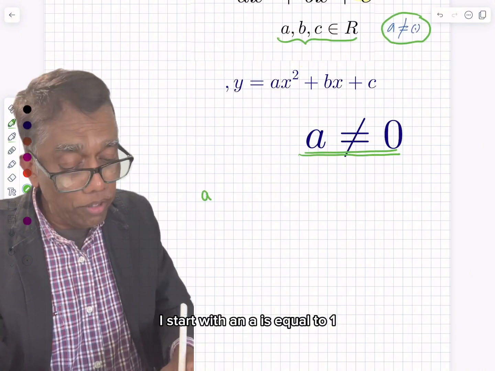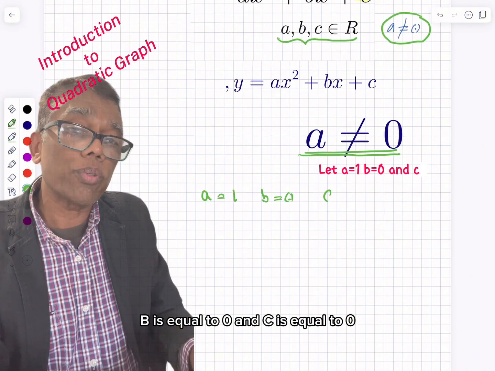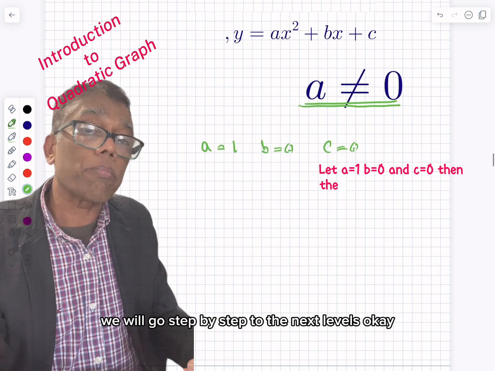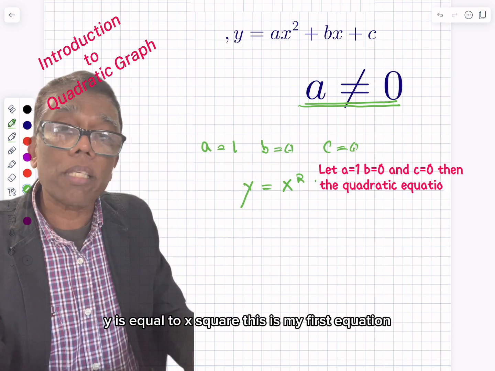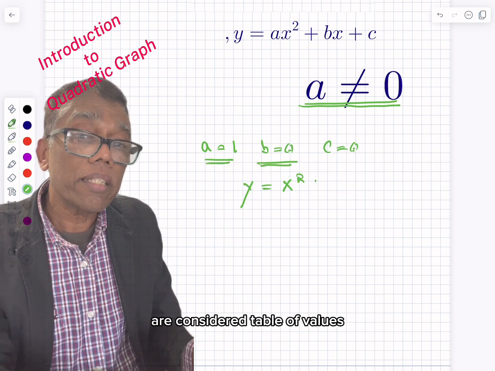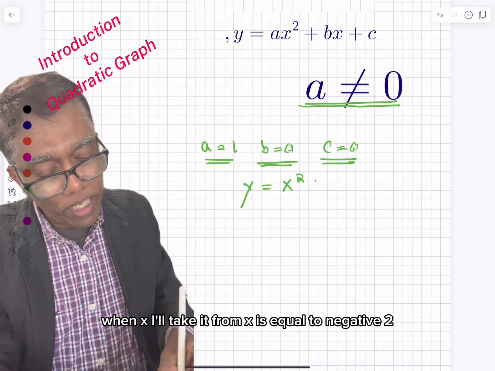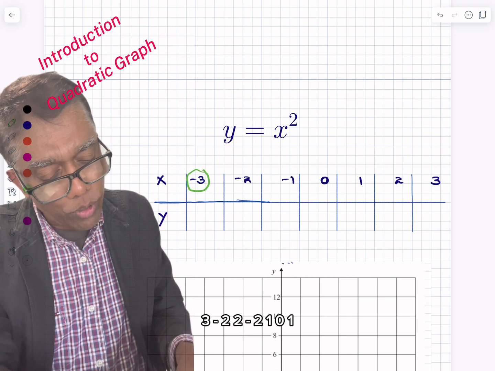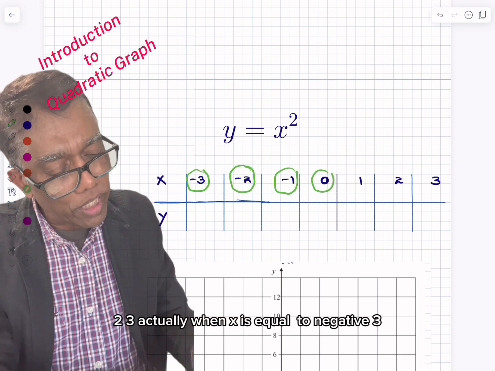I'll start with when a is equal to 1, b is equal to 0 and c is equal to 0. We will go step by step to the next levels. Okay, y is equal to x squared. This is my first equation. I'll consider a table of values. I'll take x is equal to negative 3, negative 2, negative 1, 0, 1, 2, 3.